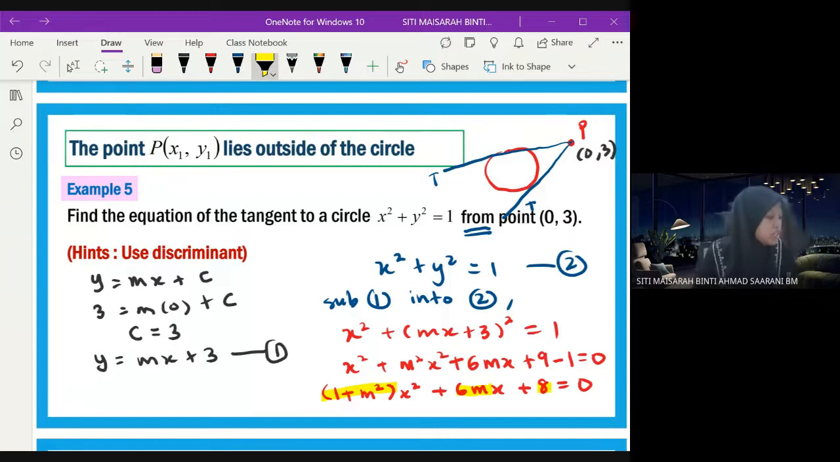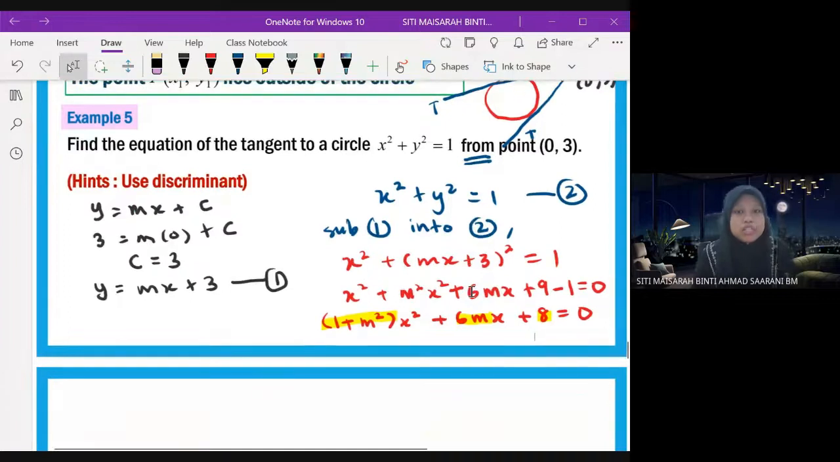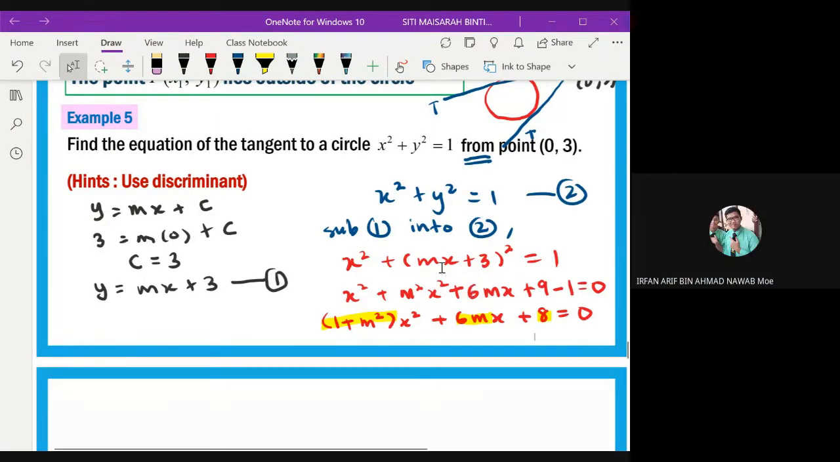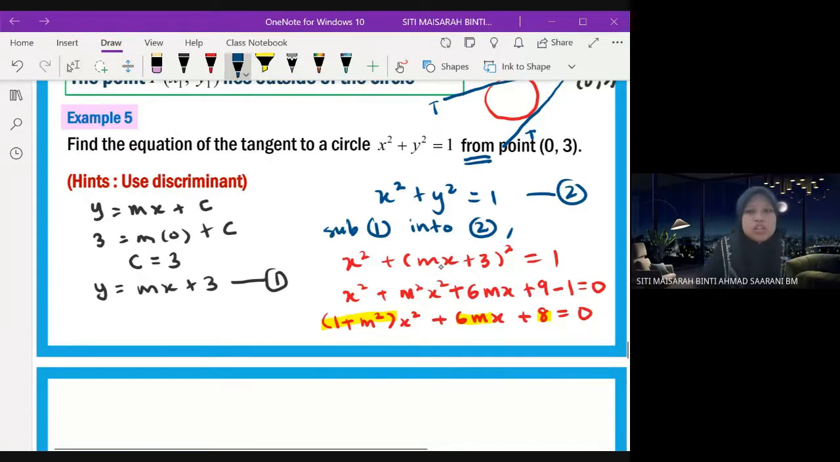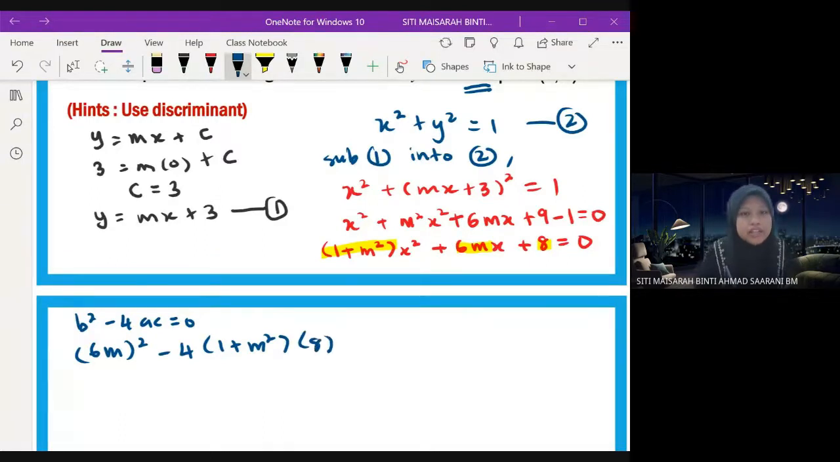So sekarang awak boleh guna discriminant lah. Dalam kes ni kita nak pakai yang mana satu? Discriminant yang mana? More than 0 or less than 0 or equal to 0? Equal to 0. Equal to 0. So kita kena guna B square minus 4AC equal to 0 because dia tangent, dia touch. So jadi B kita is (6m) square minus 4 times (1 plus m square) times dengan 8 equal to 0.